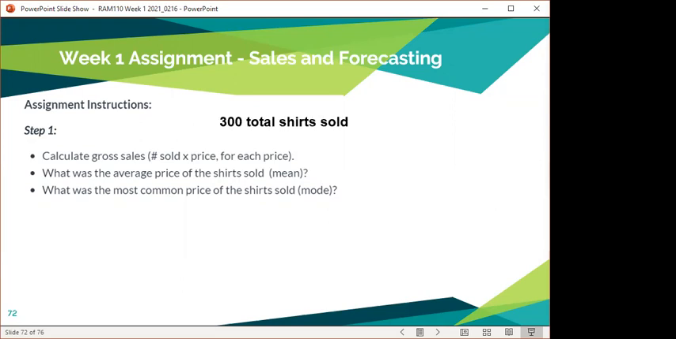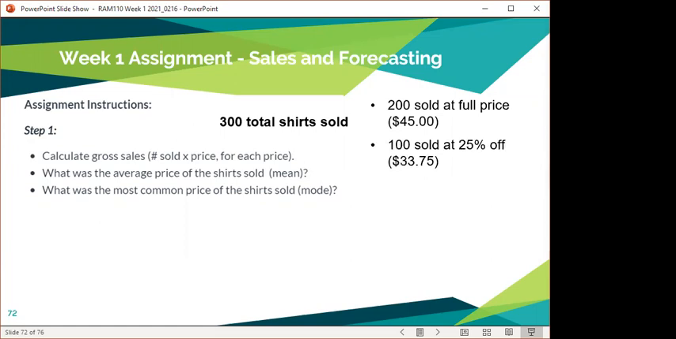So first, we're told 300 shirts were sold. Of course, you're the financial person who's trying to figure out these questions, and so we have to know how many total shirts were sold. Well, it's 300. 200 were sold at full price, $45 each, and 100 were sold at 25% off, $33.75. So that's a discount. Remember, that won't be included with the gross sales. The gross sales won't include that discount, but the net sales will. 7 were returned and then resold at 50% off at $22.50.